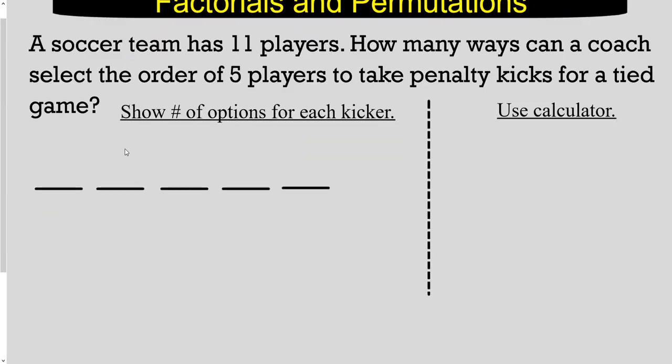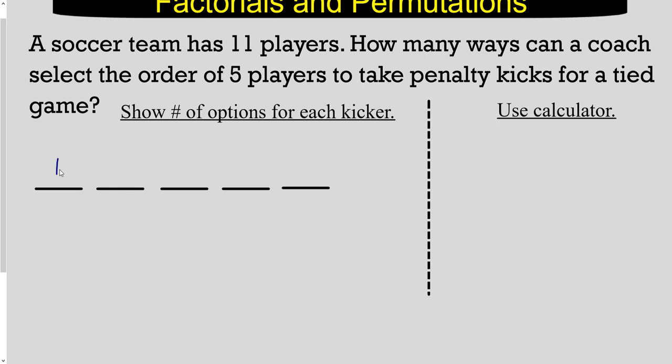Okay. Soccer team has 11 players. How many ways can a coach select the order of 5 players to take penalty kicks? So at the end of a soccer game, if it's tied, you just start taking penalty kicks, and whoever scores best out of 5 wins. So we need 5 players out of those 11.